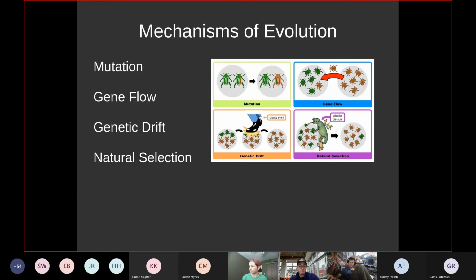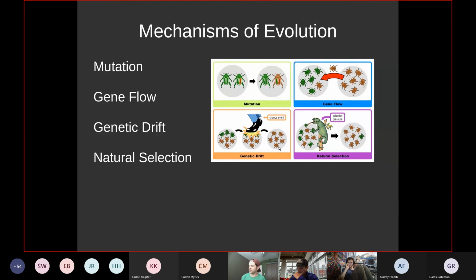So if we look at these four, we've got our population here on the left of these two beetles. One of them gets a mutation. That's a new allele, and so that's changed the frequency of alleles in that population. So the mutation is evolution. Gene flow. We've got a population here on the left. The allele frequency is 5 to 1 for green to brown. And then we get an immigrant from another population. Now it's 5 to 2. That's a new frequency for that allele, and so that population has evolved.